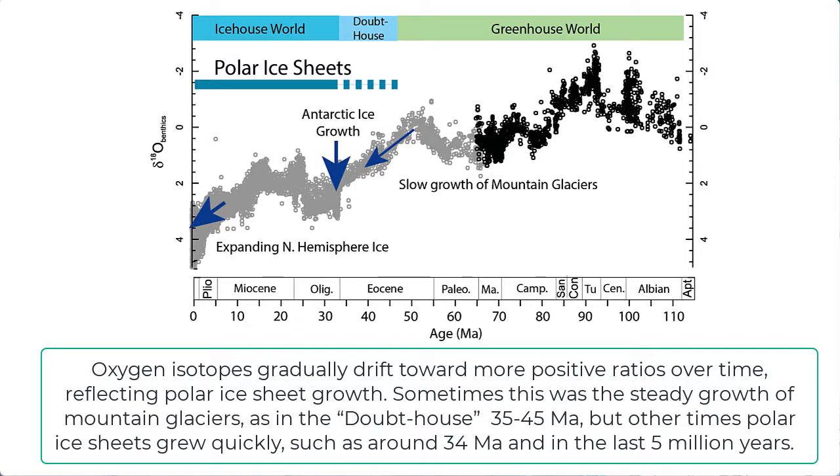Now, the long-term positive drift in the oxygen isotope ratio from 100 million years ago to the present is partly due to the growth of ice sheets. Growth was relatively steady at times, like in the Doubthouse period from 35 to 45 million years ago, as indicated by a steady increase in the δ18O ratio in benthic foraminifera. Other times there is rapid growth in polar ice, like at the base of the Oligocene 34 million years ago, or in the last 5 million years when the Arctic and northern continents became extensively glaciated.